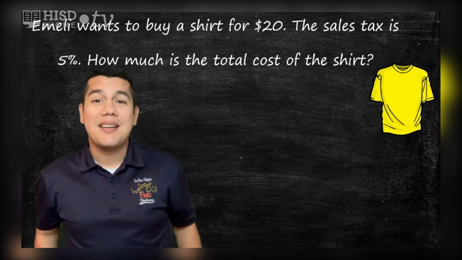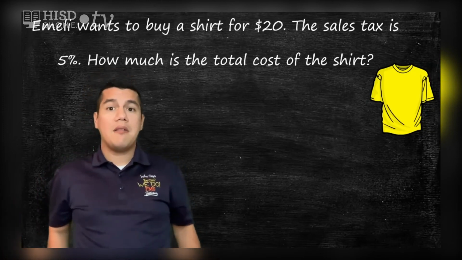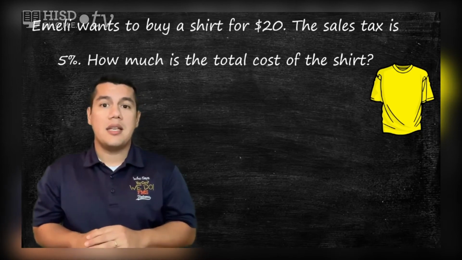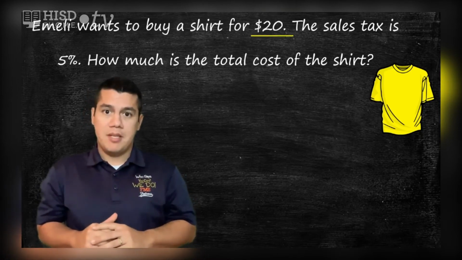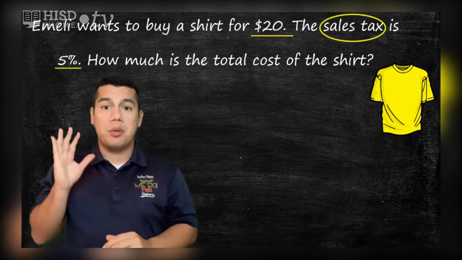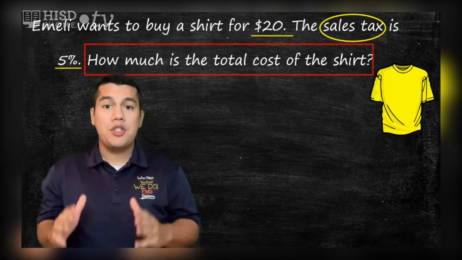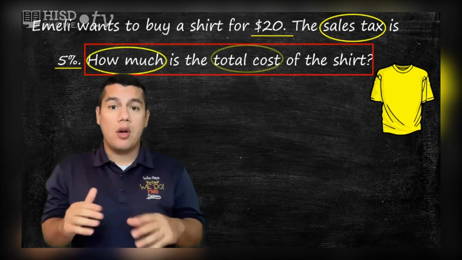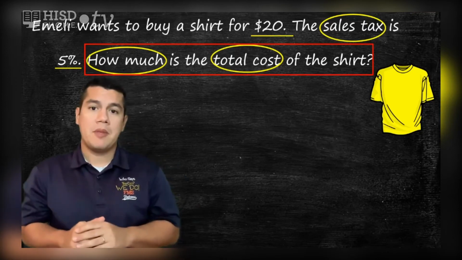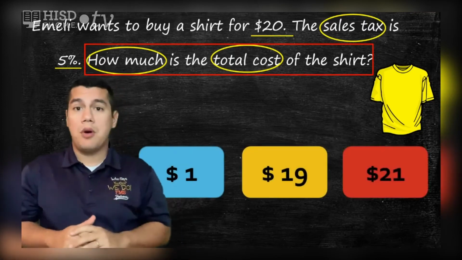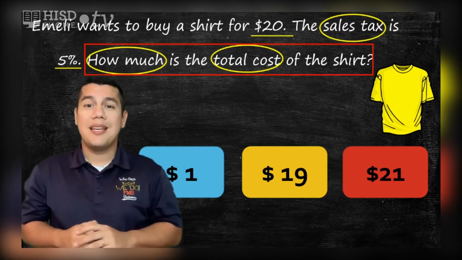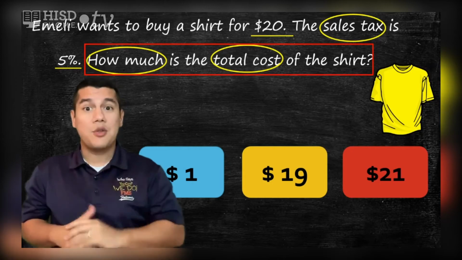Now let's look at the following problem. We have Emily, who wants to buy a shirt and the cost is $20. And we have a tax rate of 5%. The question reads, what is the total cost for this shirt? You're going to have several options and just a few seconds in order for you to get the correct answer. Let's get to work.